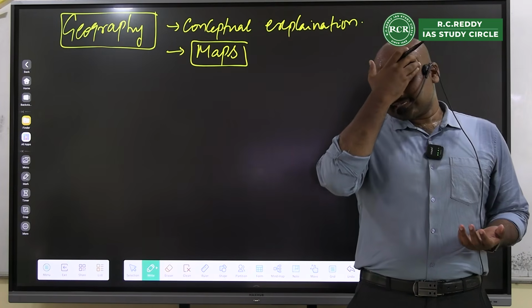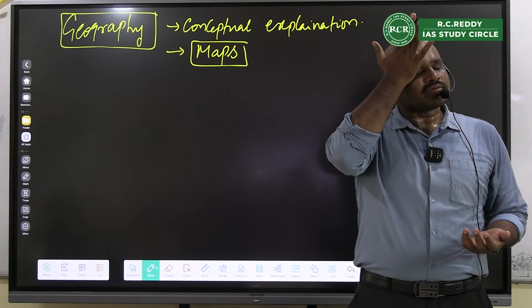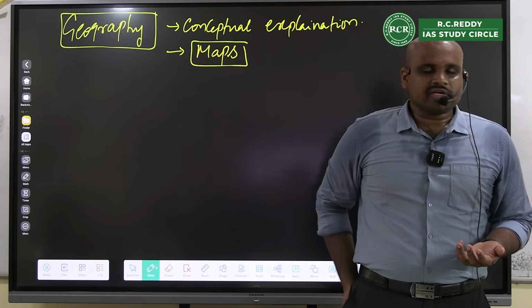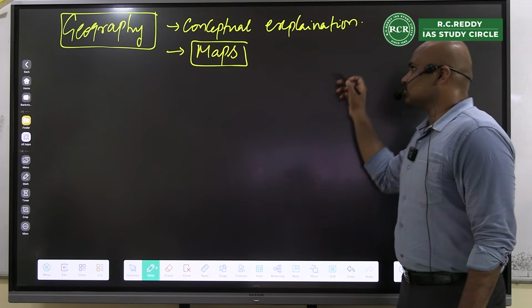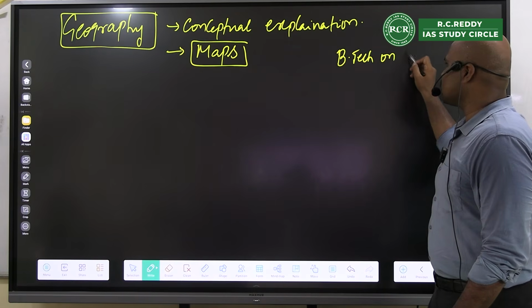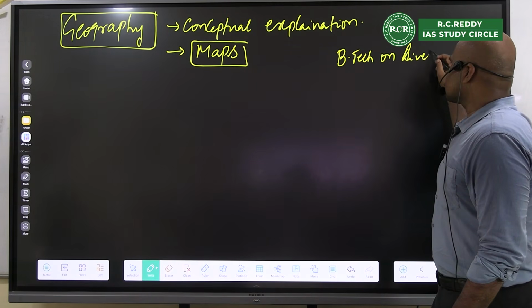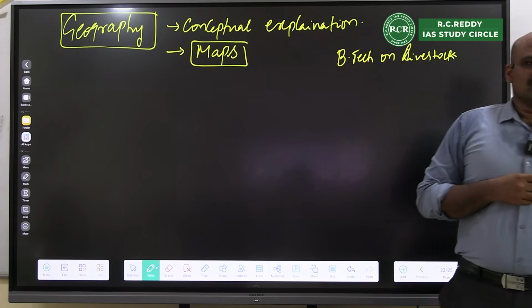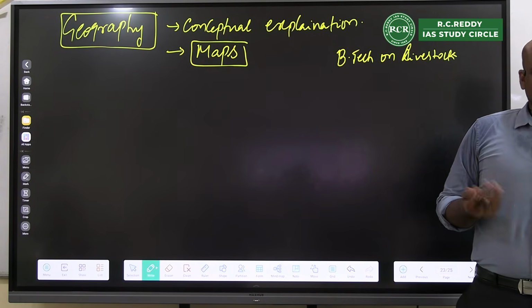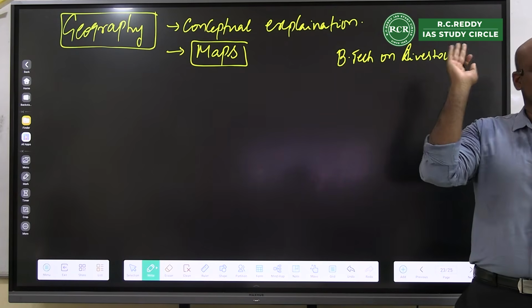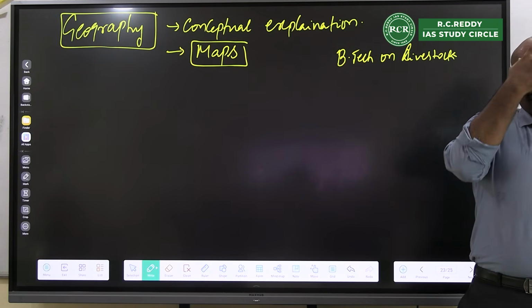I still remember this was a question in I think 2019 or 2021. They were asking what is the impact of biotechnology on livestock. It was a question in GS3, right? What do you all do? You do genetic engineering and show all the impacts needed.